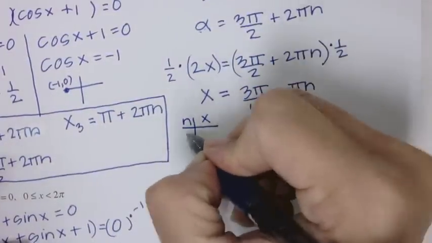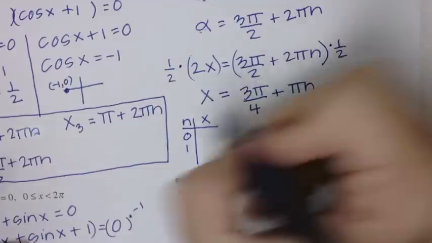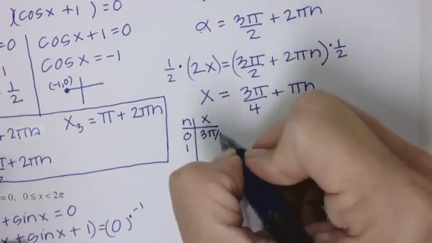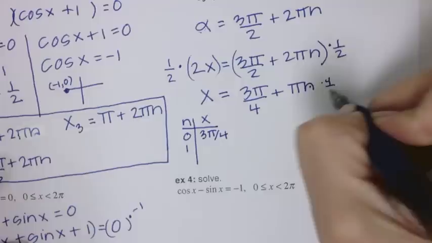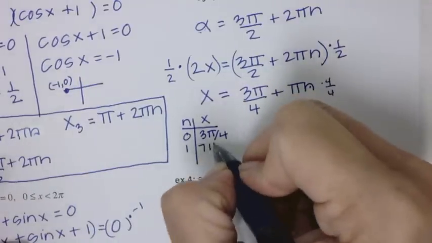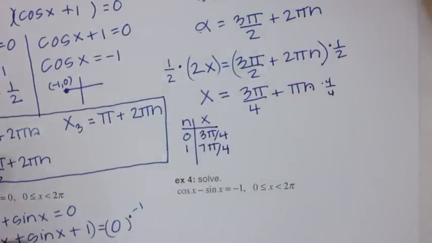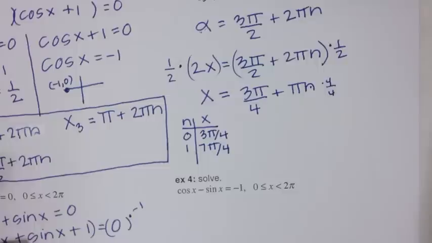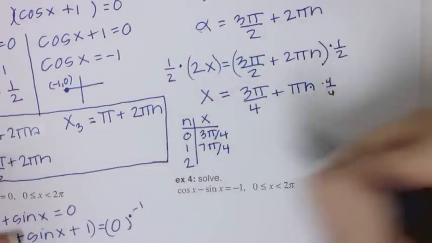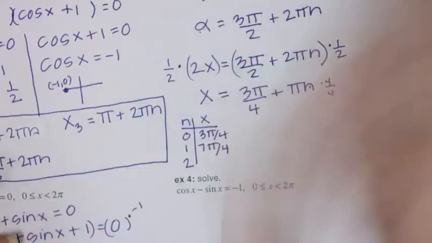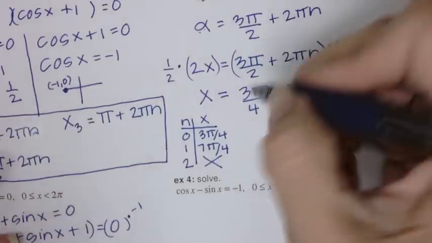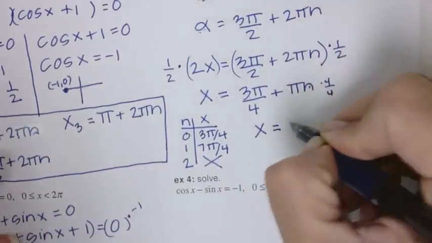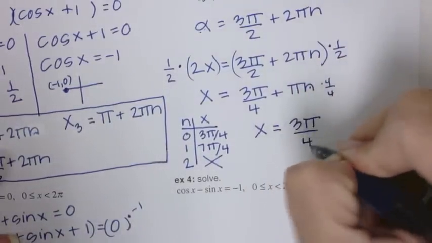We only have one x, which is nice. So when I plug in 0 for n, I get 3 pi over 4. When I plug in 1, I'm going to have to get a common denominator, so that's going to give me 7 pi over 4, which is 1 and 3/4, so that's still in the 2 pi range. And then when I plug in 2, I'm going to be adding 2 pi, which makes it bigger than 2 pi. So our only two answers are 3 pi over 4 and 7 pi over 4.